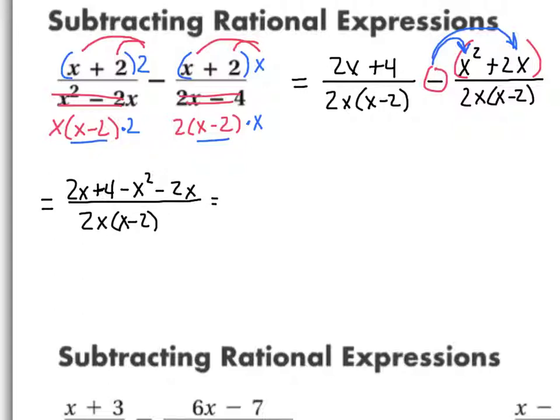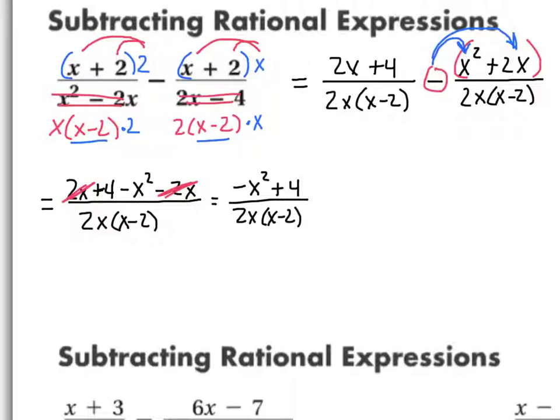So putting it in order, looks like I have a negative x squared. If I combine my x's, I have 2x minus 2x, they cancel away, and I have plus 4 over 2x times x minus 2. Okay, well now we need to see if we can simplify the fraction. We've combined all our like terms, it's written as neat as we can get it. We need to see if we can reduce our fraction.